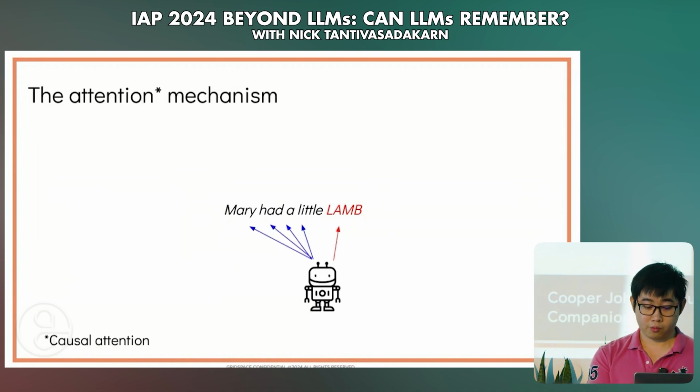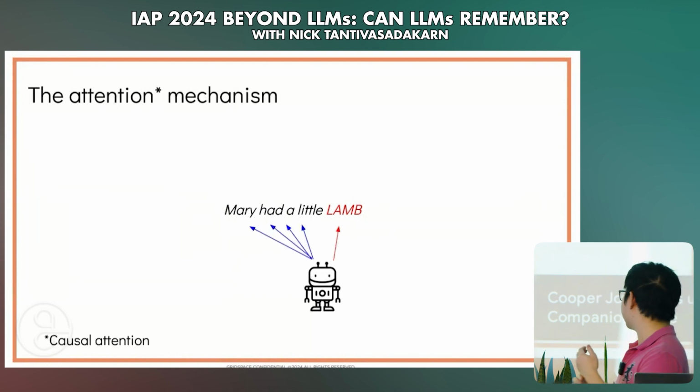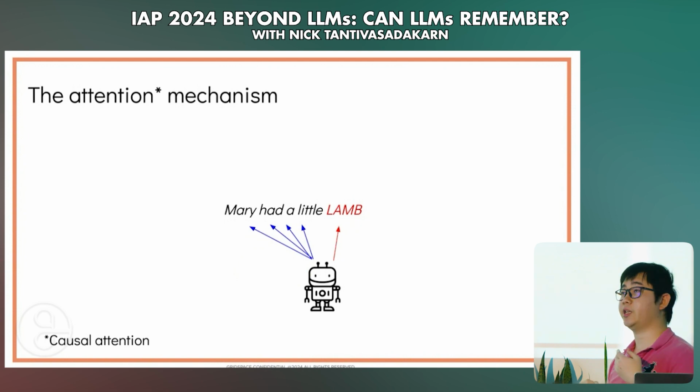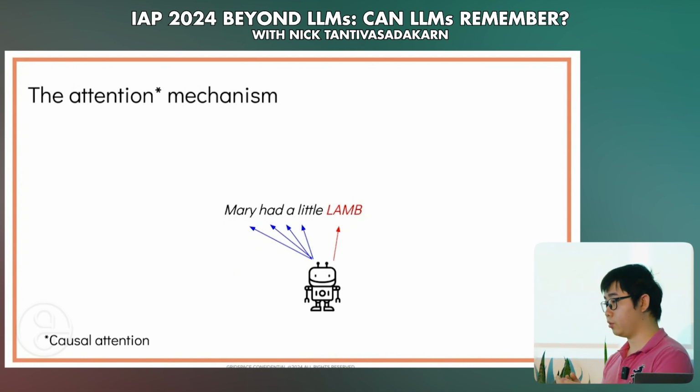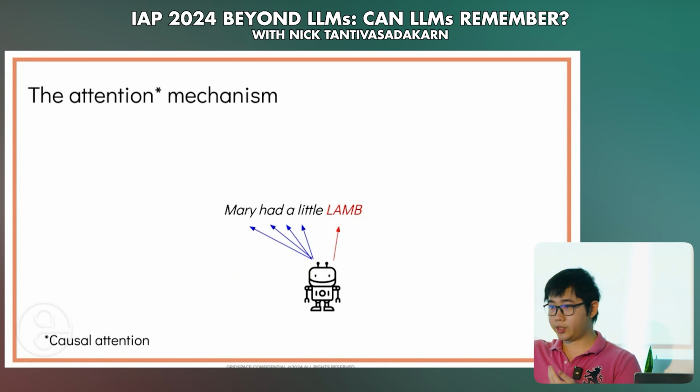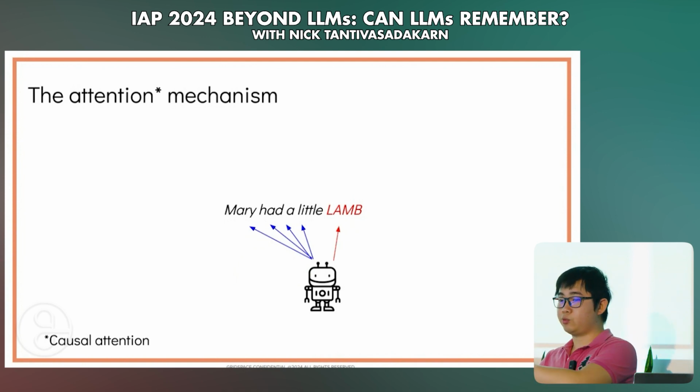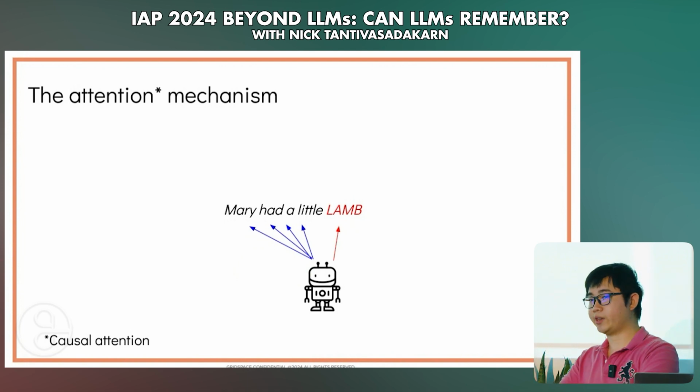The reason why it is able to do this, especially in the GPT models, is that it uses the attention mechanism, in particular the causal attention variant, where the LLM is able to look into all of the words, calculate how important each word is to the current task, and then use that information to synthesize a prediction of what the next word should be.